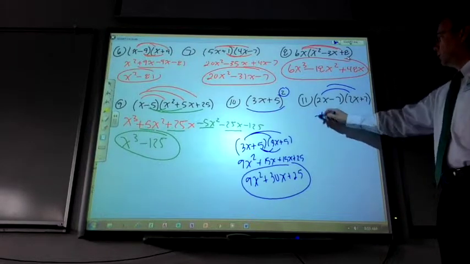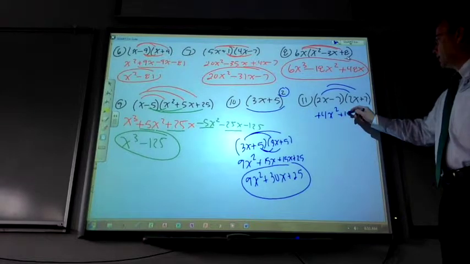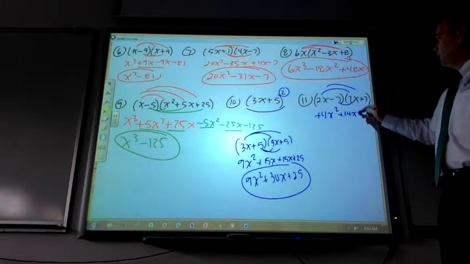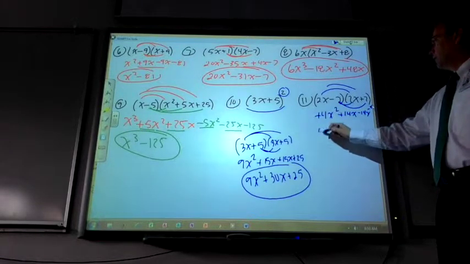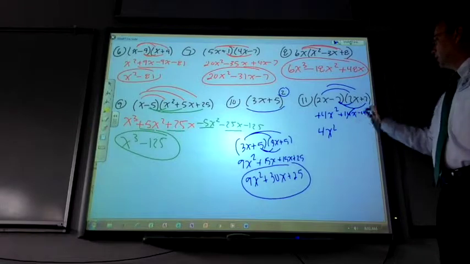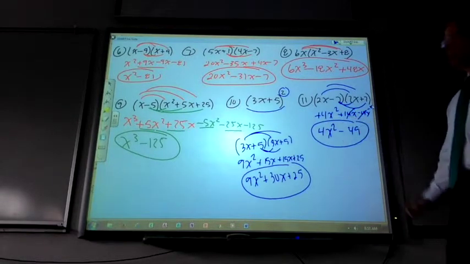And then number 11, multiply that here and here, so that's going to give me positive 4x squared. Oh, excuse me, positive 4x squared. I don't know where I got the negative from. Plus 14x minus 14x minus 49. That's a minus 49 right there. So then I got 4x squared, those cancel, minus 49. And that's called the difference of two squares as well.